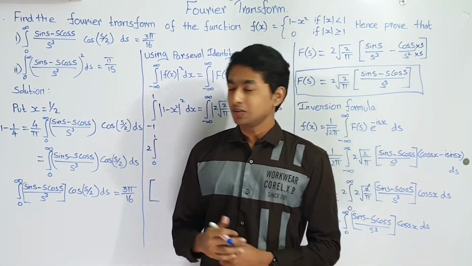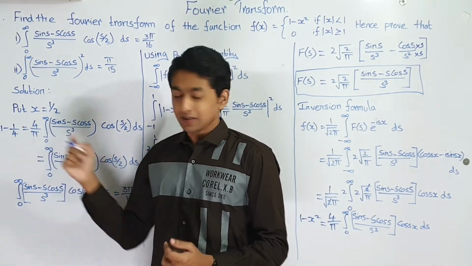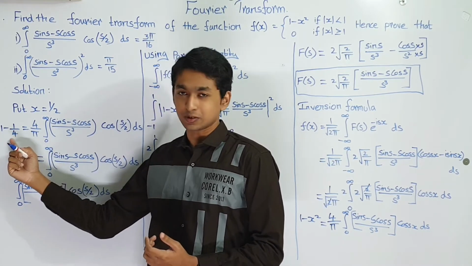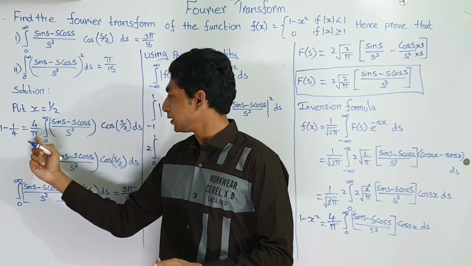So x is equal to 1 divided by 2. And here we have x square, so we have to square it. So 1 divided by 4. So 1 minus 1 divided by 4 is equal to 4 divided by pi times the integral from 0 to infinity of (sin x minus x cos x) divided by x cube.